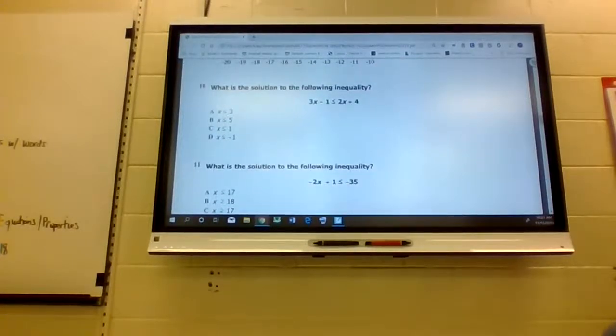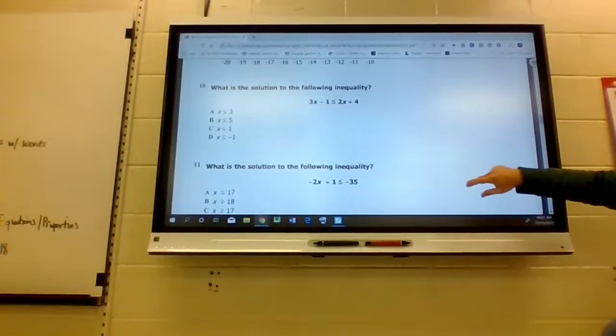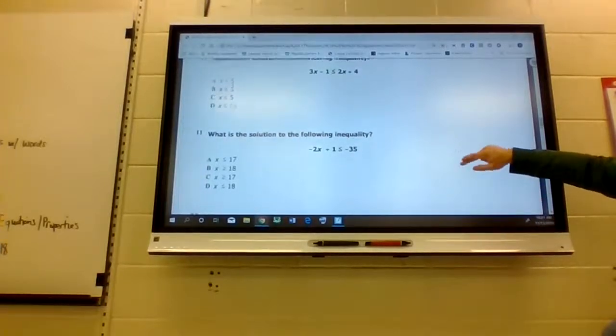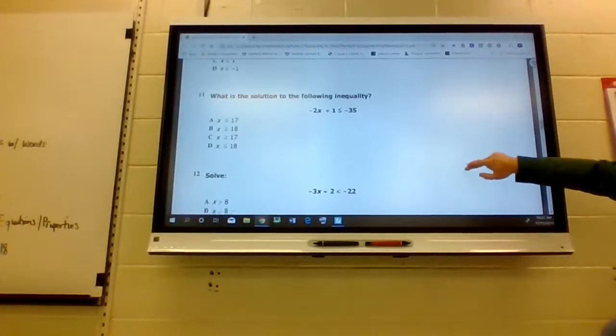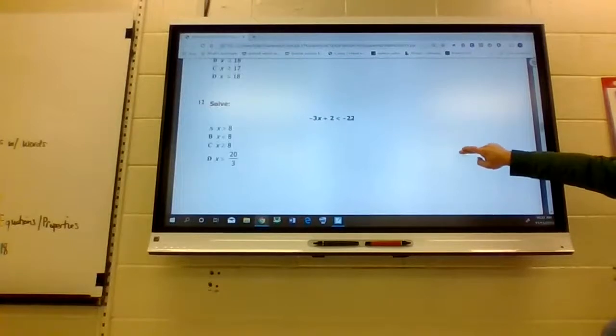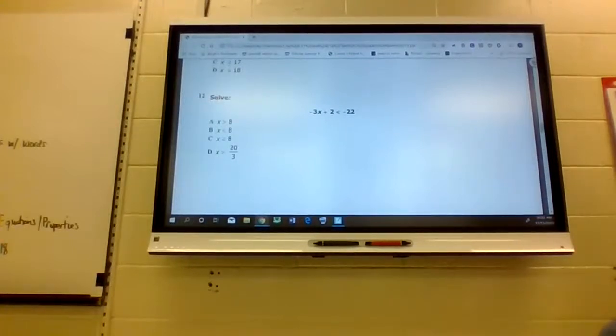Number 10, what is the solution to the following inequality? 3x minus 1 less than or equal to 2x plus 4. 11, what is the solution to the following inequality? Negative 2x plus 1 less than or equal to negative 35. Number 12, solve. Negative 3x plus 2 less than negative 22.